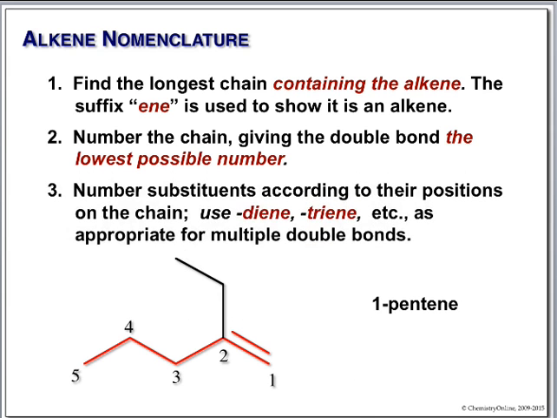Finally, we're going to look at substituents. If you have more than one, we're going to do di, tri, whatever. And we're going to name these according to their position on the parent chain. Here we have an ethyl group on carbon 2. This is going to be a 2-ethyl-1-pentene. All one word with dashes. Any questions?